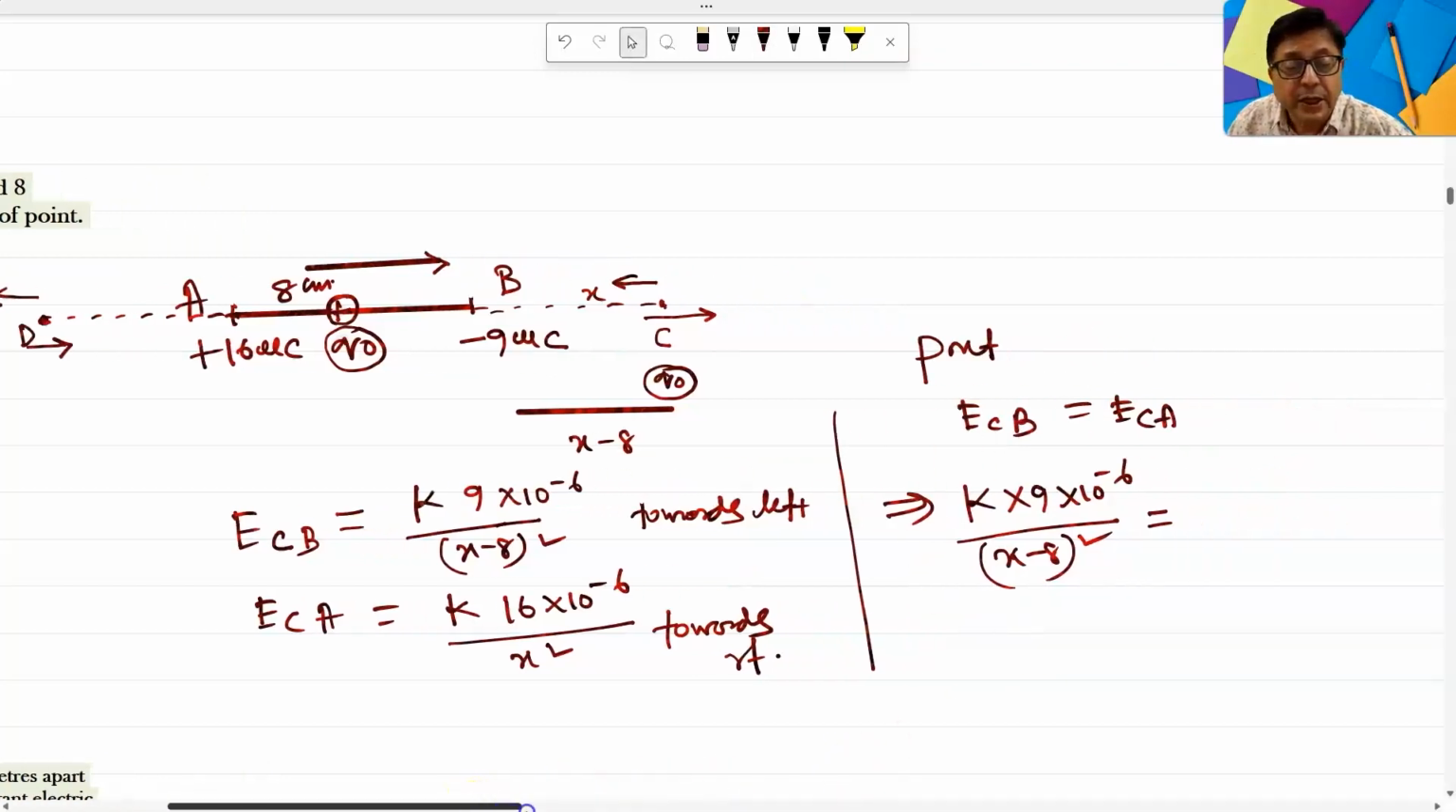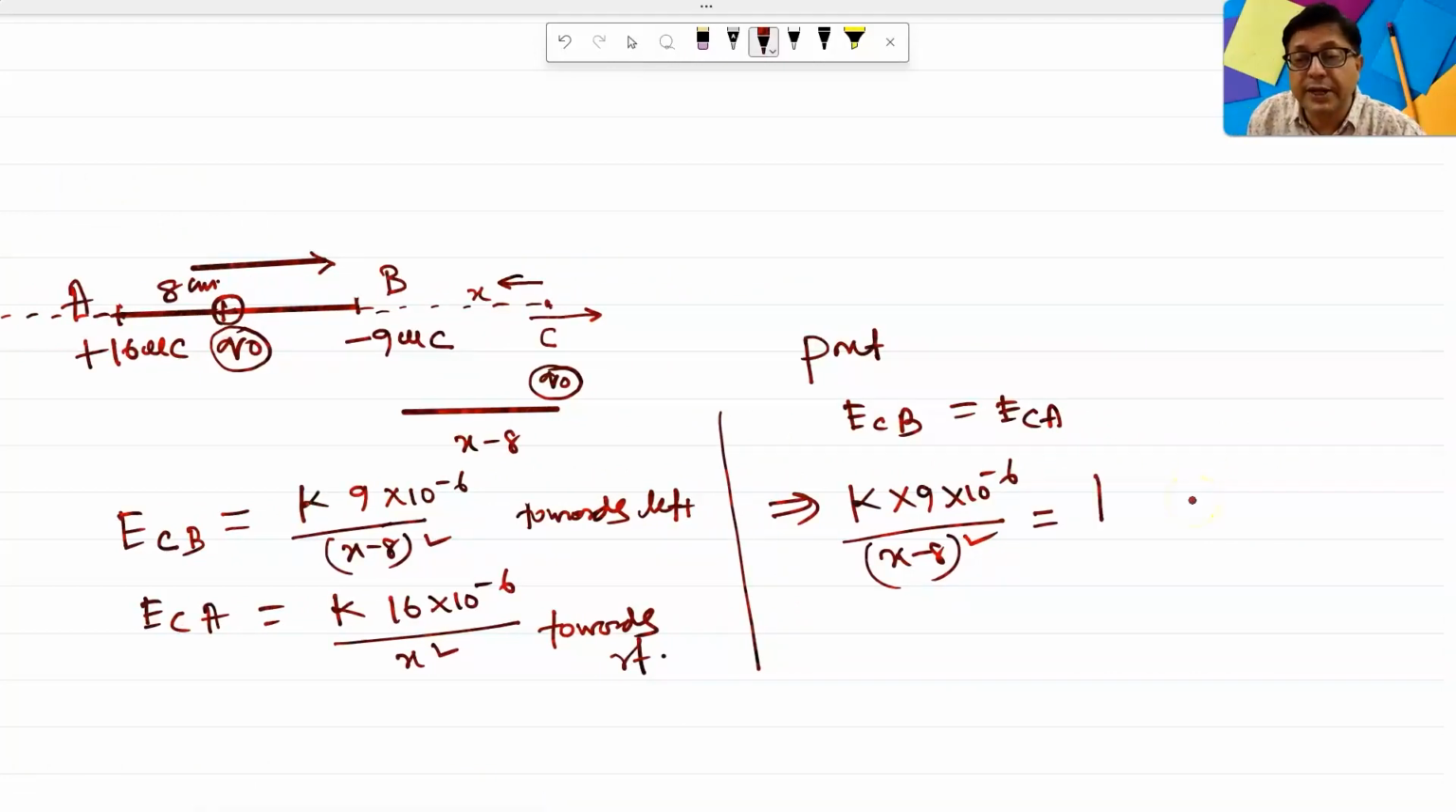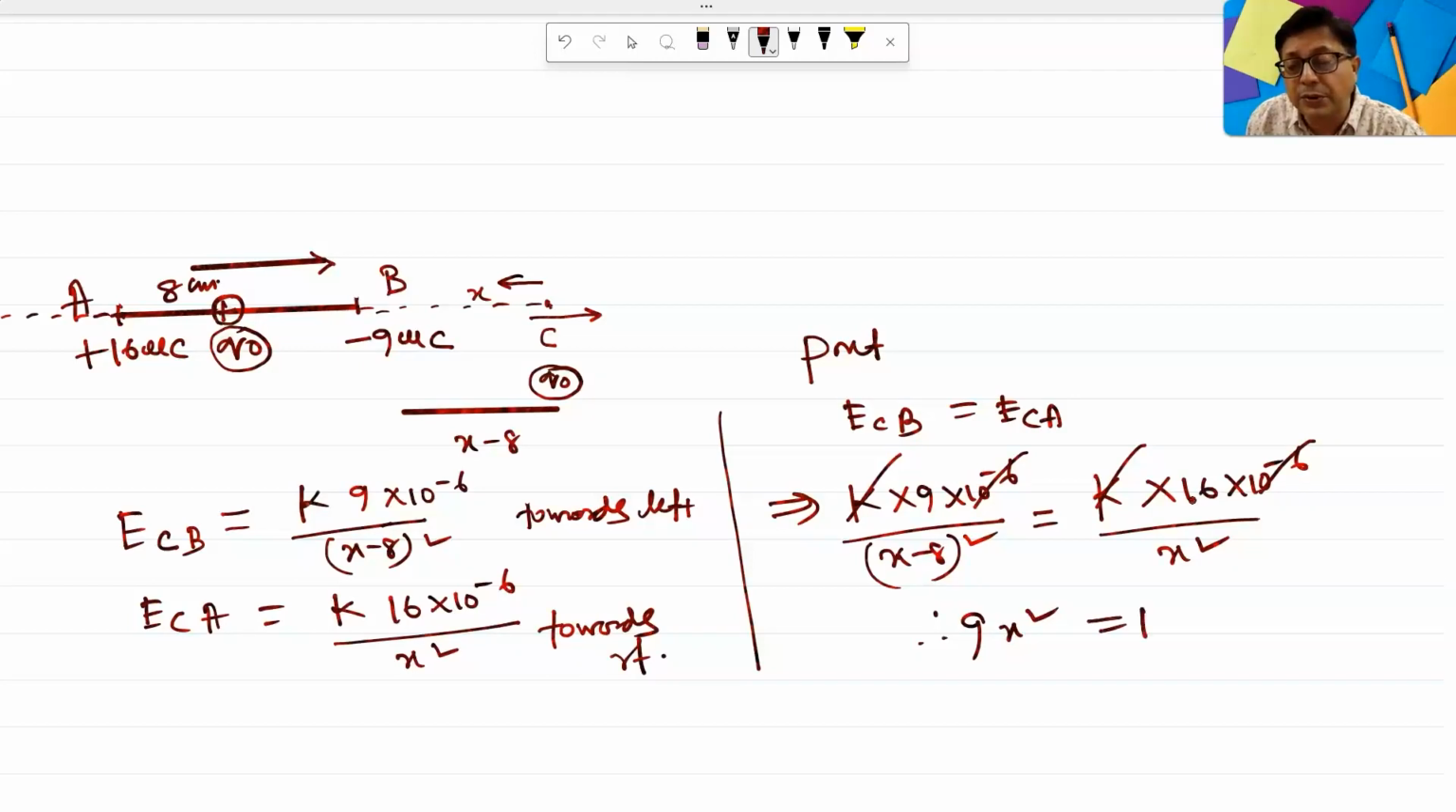Alright, and this is K into 16 into 10 to the power -6 by x square. These two are getting cancelled, the 10 to the power -6 part also. So 9x square equal to 16 into x minus 8 whole square. So plus minus 3x, you take the square root, equal to 4 into x minus 8.